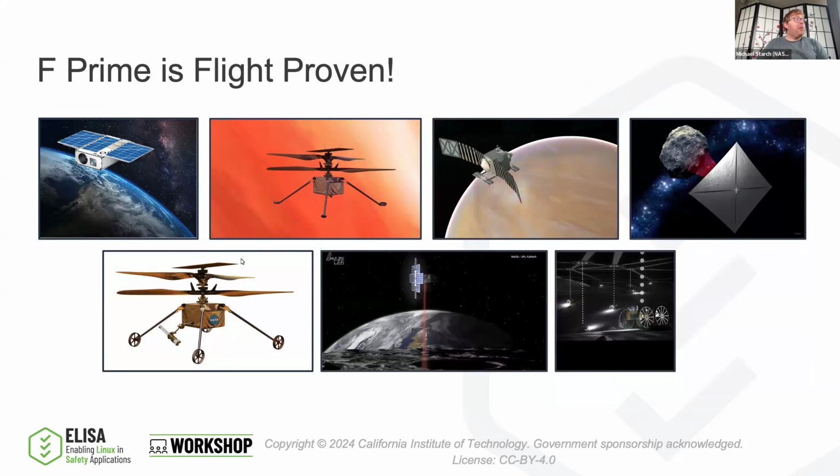And then finally, F prime is flight proven. So we've flown on a number of missions. You can see a couple of them here. The Asteria CubeSat is the upper left. Ingenuity Mars Helicopter is the middle one. That's the one we'll be talking about in a minute.